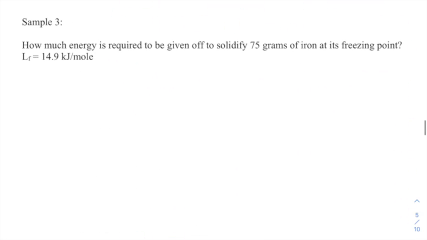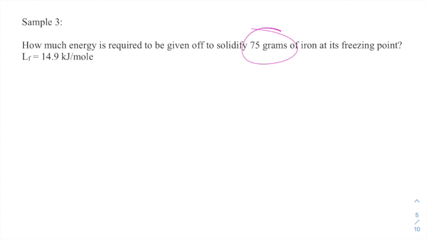Sample 3. How much energy is required to be given off to solidify 75 grams of iron at its freezing point? So all we're doing is freezing. Now, I intentionally did this to trick you, because you are not going to pay attention to the units, and the next thing you know, you are going to get the problem wrong.